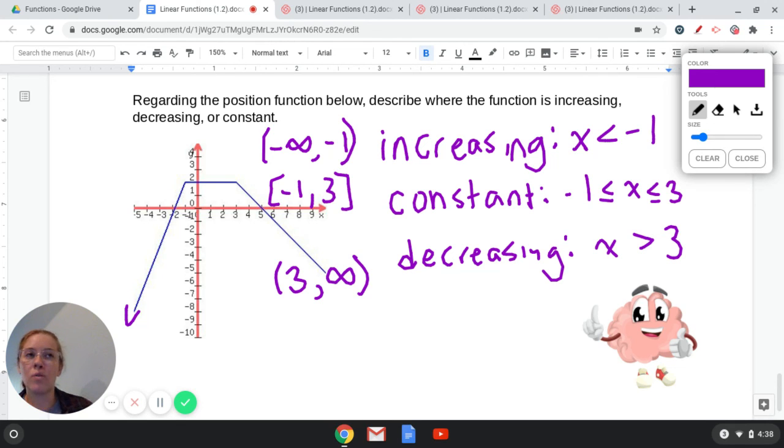Soon we will talk about how to determine where a position function is increasing or decreasing when given a velocity function. So we'll learn more about the relationship between position, velocity, and acceleration as we go.